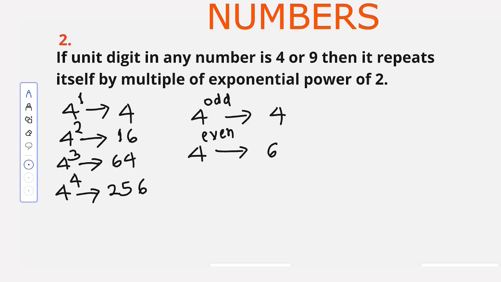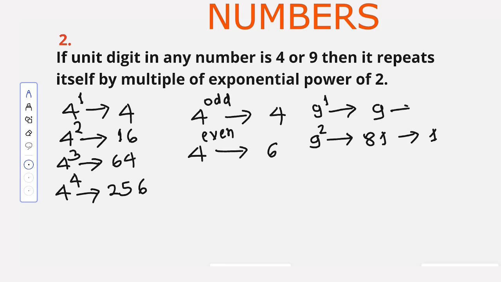Similarly, this property is with 9 as well. When the 1's digit in any number is 9, then after every alternate power, or after every power of 2, it will repeat itself. Like 9 to the power 1 is 9, 9 to the power 2 is 81 and the 1's place is 1.